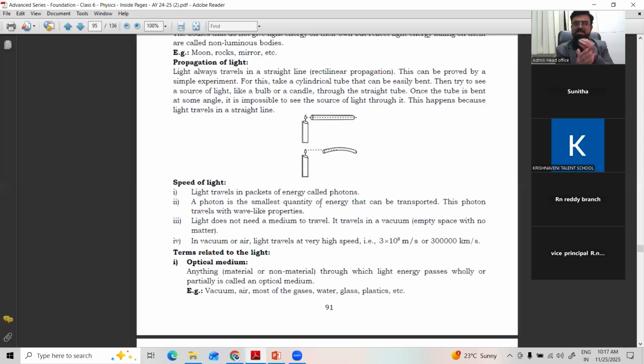So, what is light? What are the luminous bodies? What are the non-luminous bodies? And various examples. And how are you able to see an object when the body is non-luminous? Because only a few luminous bodies are there, but all the remaining ones are non-luminous. Most of the objects in and around us are non-luminous. But how can you see? We can see by reflection of light from the luminous bodies.